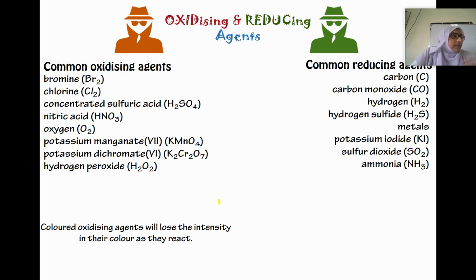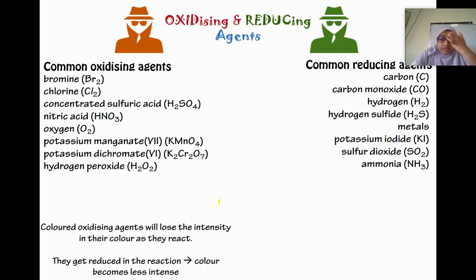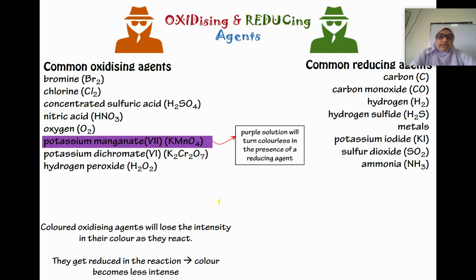Okay, one more way for you to identify this is oxidizing agents, right? They will get reduced in the process of oxidation. They are going to oxidize something else, so they're going to get reduced. So in that case, their color intensity will become lighter because they're getting reduced. All right, this is important for colored oxidizing agents. Okay, so the colored oxidizing agents are potassium manganate, which is originally purple. So when it's oxidizing something else, it's going to get reduced.